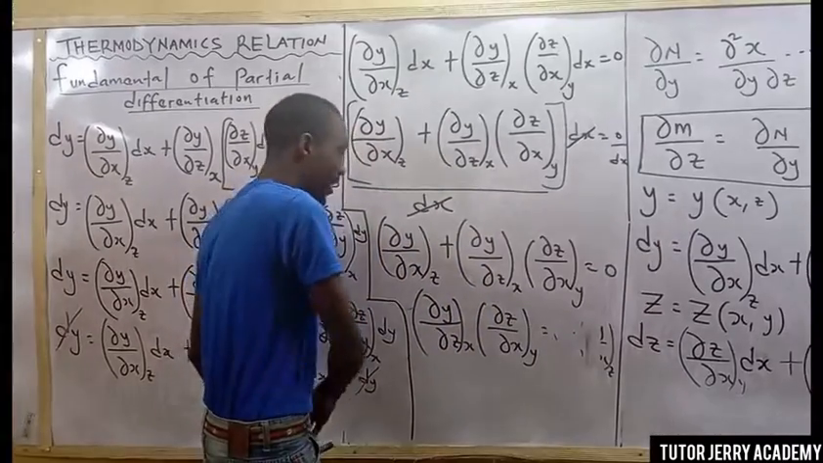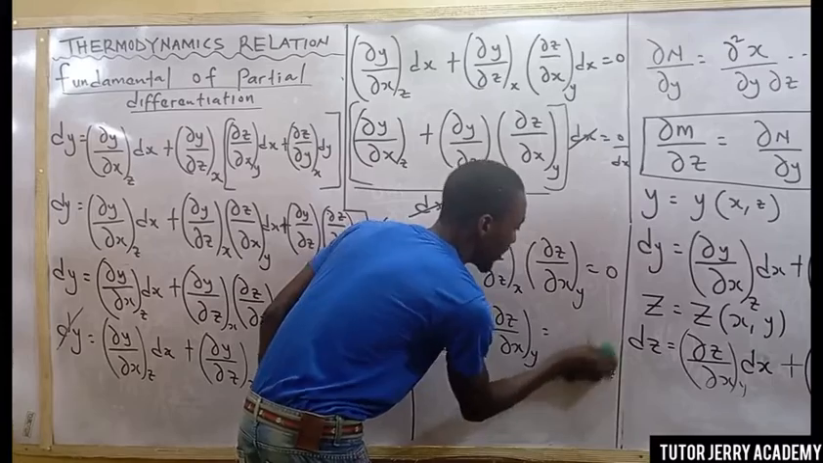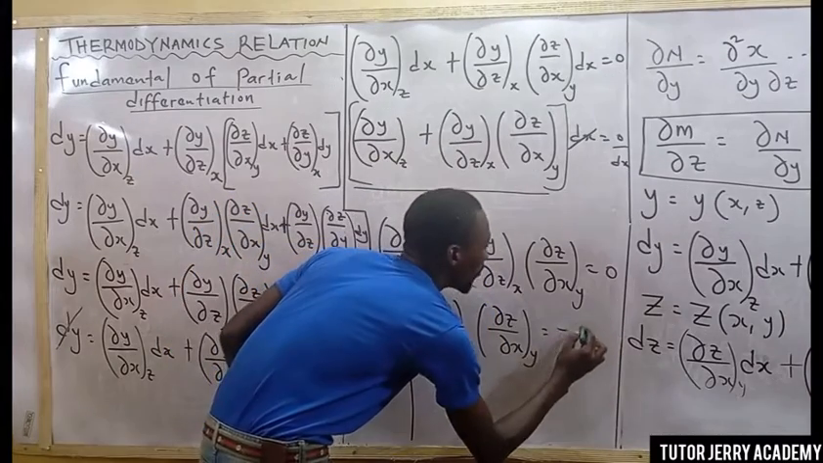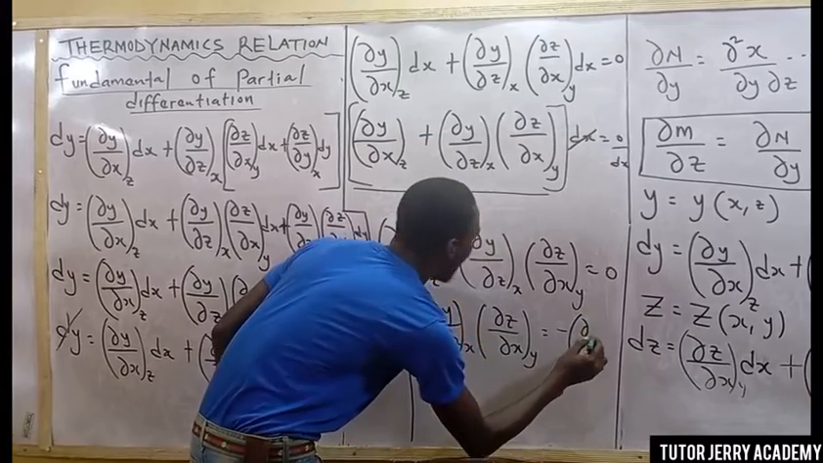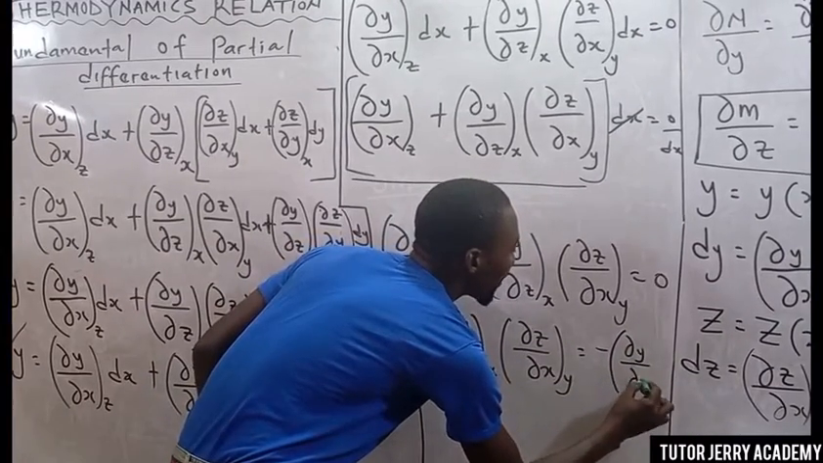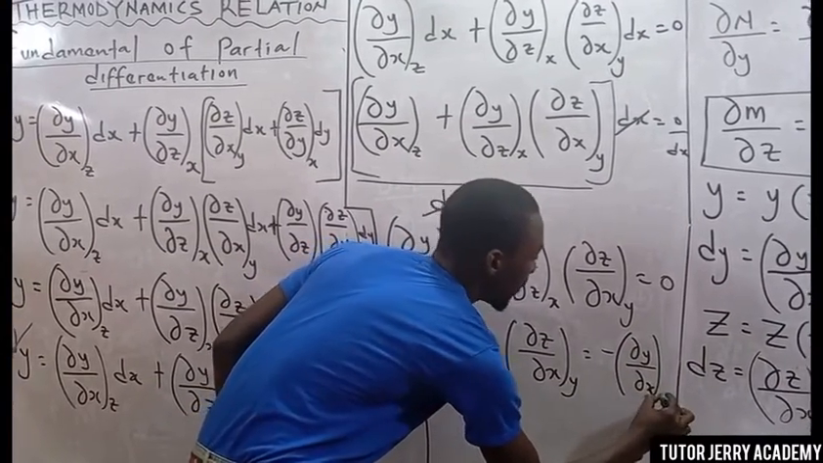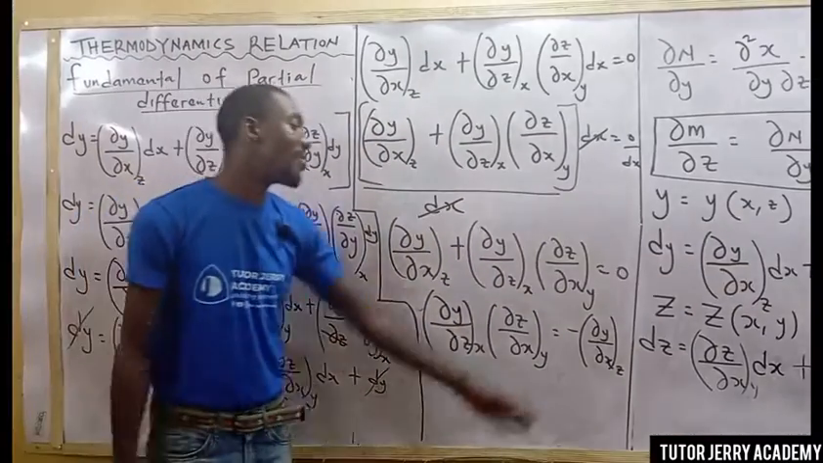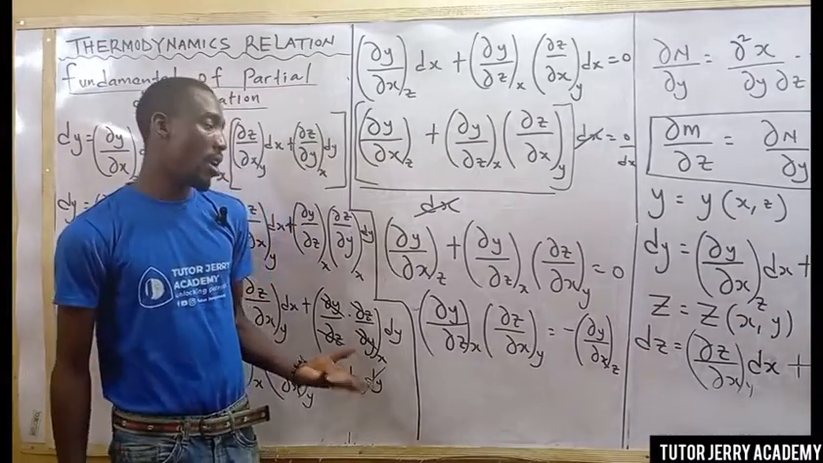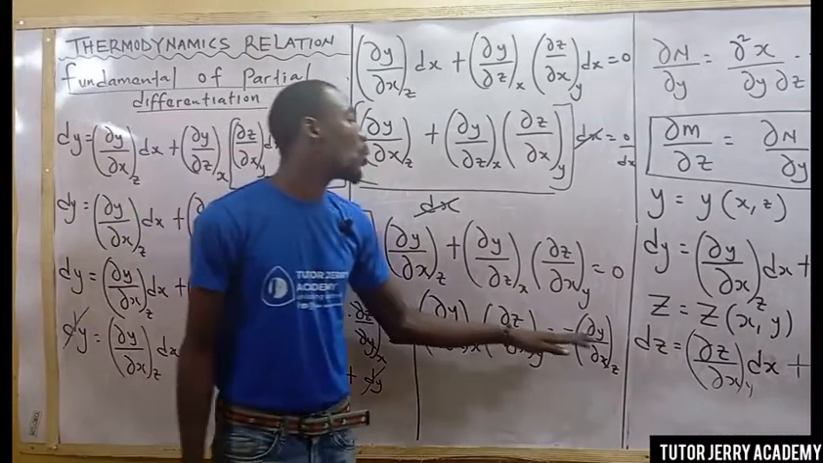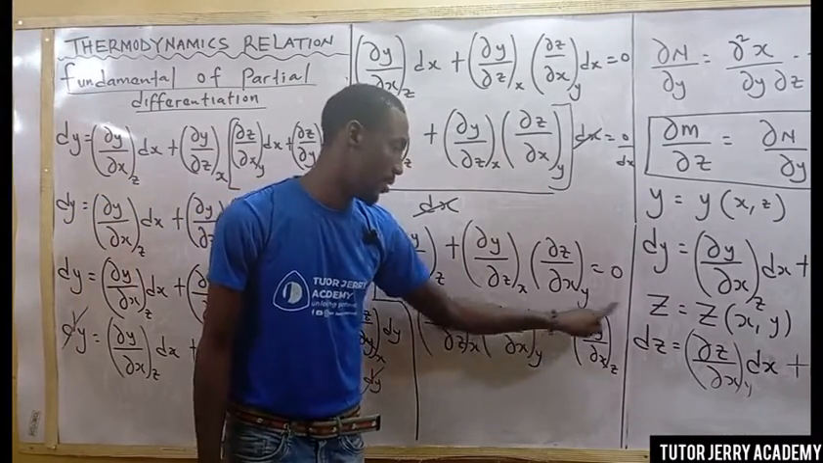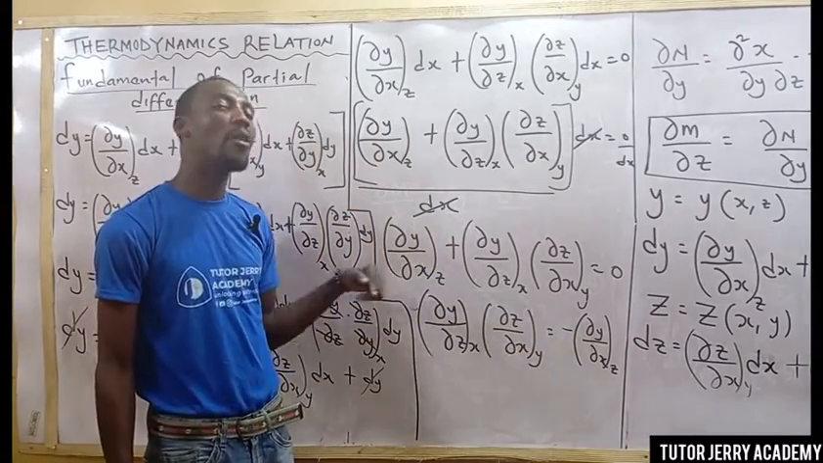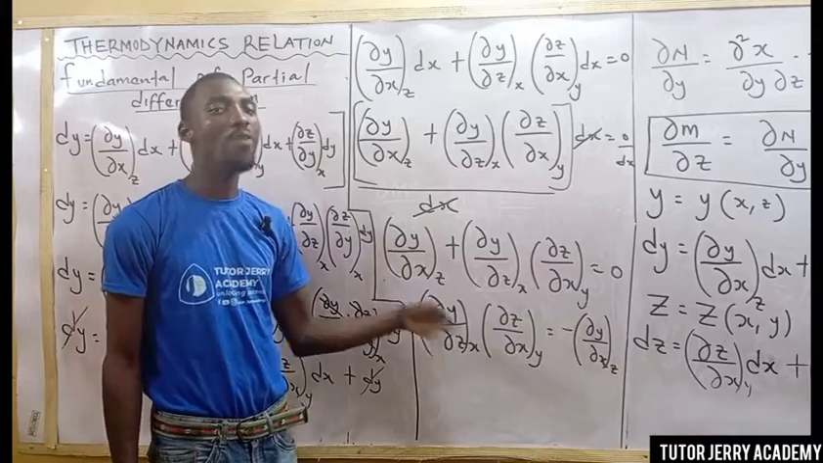So let me just clean it and write the result directly. So we are going to have negative of the partial derivative of y all over the partial derivative of s, keeping z constant. All right. Now we are having a negative sign here. Now, I want to cancel out this part. I want what is here to come back here in form of multiplication. How will I do that?